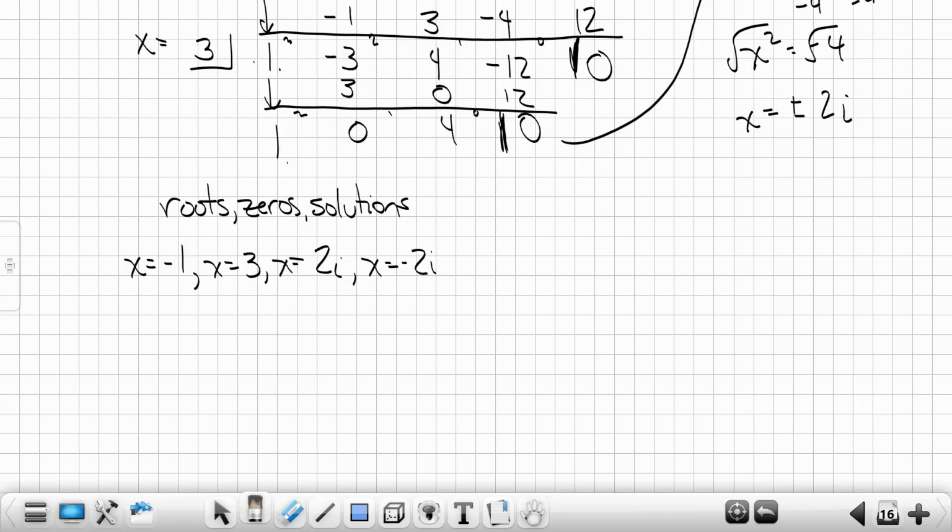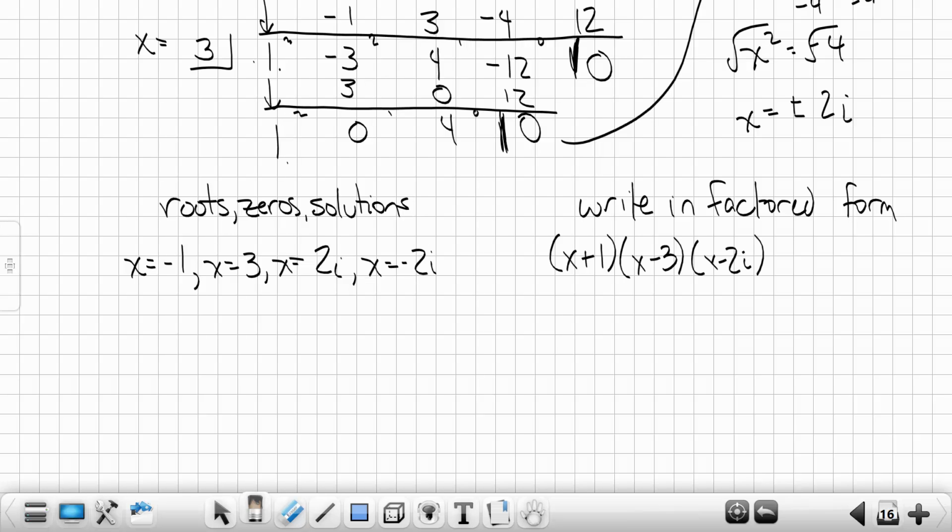If they say write it in factored form, if the question in the book says write the solution in factored form of the polynomial or whatever it might say, then the answer would be x plus 1, x minus 3, x minus 2i, x plus 2i, equals your f of x. And the f of x would be on either side. And so that's the factored form of the polynomial. These are the solutions of the polynomial.